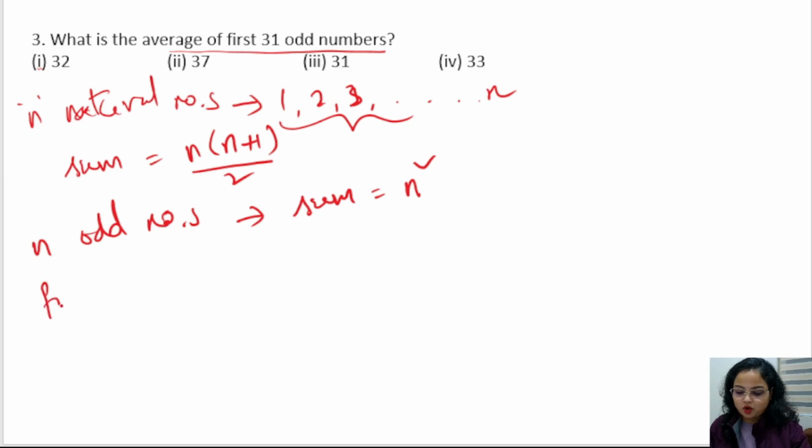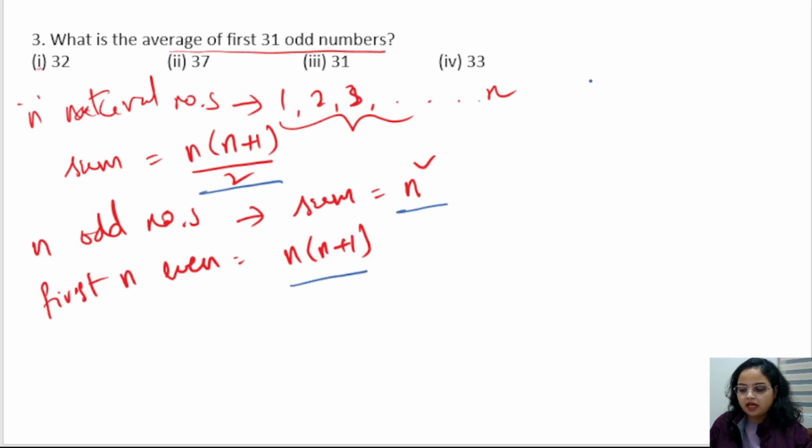And what is the sum of first n even numbers? It is n into n plus 1. These all are the formulas for sum. And how do we find average? Average is equal to what? Sum of observations divided by number of observations.